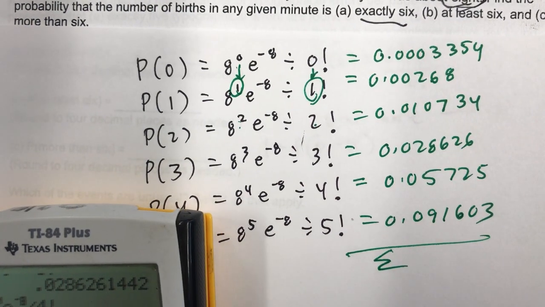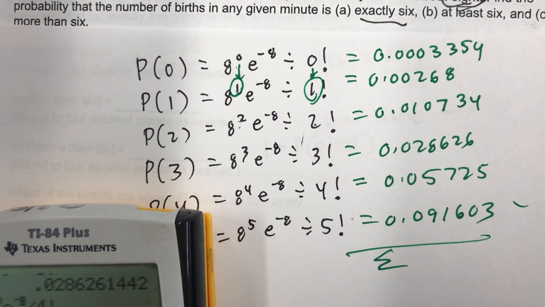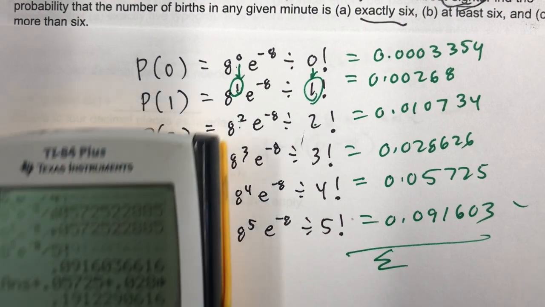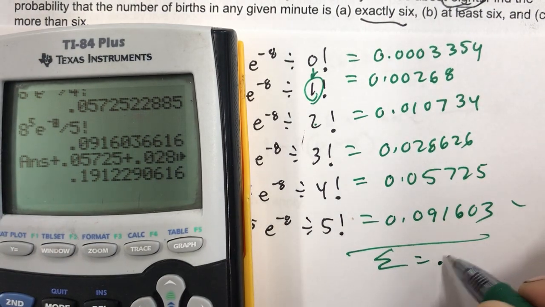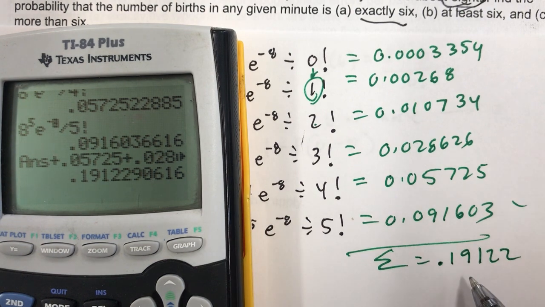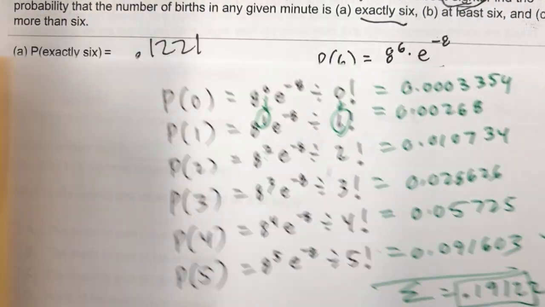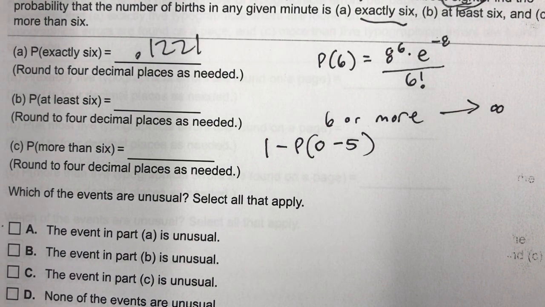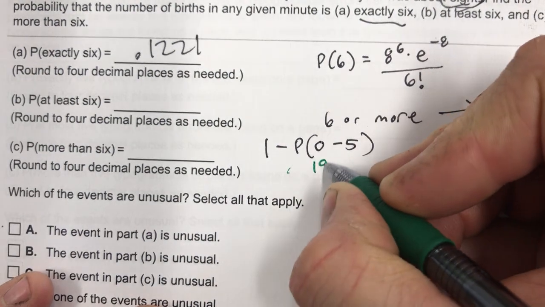Okay. I already got this one on the calculator, so plus 0.05725 plus 0.028626 plus 0.010734 plus 0.00268 plus 0.0003354. And I got this right here, 0.19122. And so I think it's going to be 1912. Okay, now, so this is 1912.